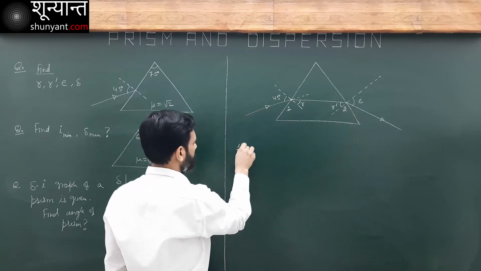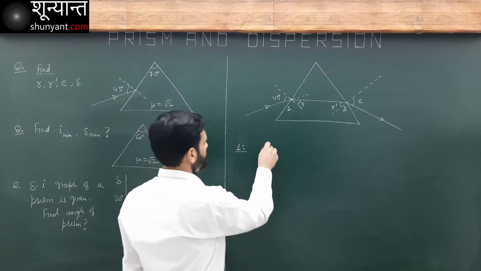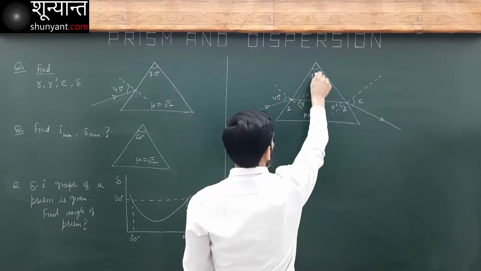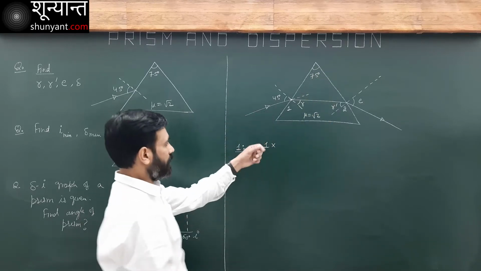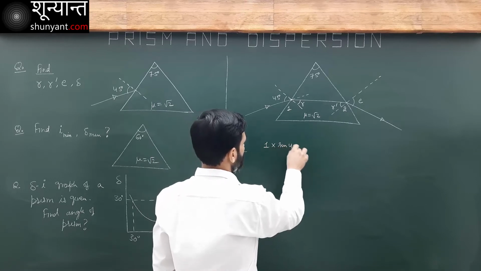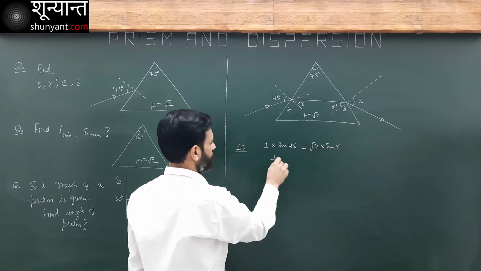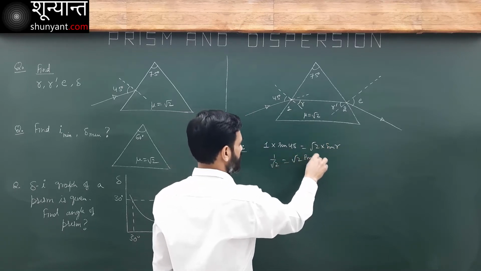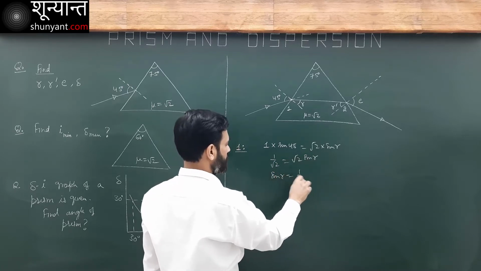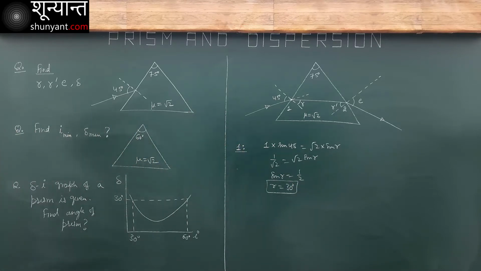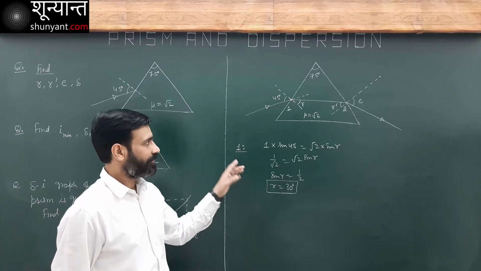At point 1, let's apply Snell's law. Mu is given as root 2, and this angle is given as 75. So 1 times sine 45 is equal to root 2 times sine r. 1 over root 2 is root 2 sine r. Sine r is half, so r is 30. I got it. R is 30.